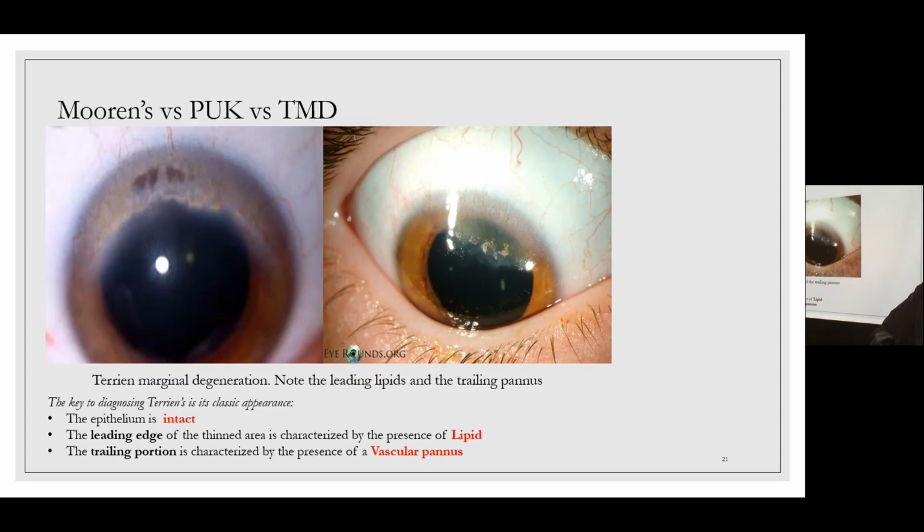So sometimes it's difficult to distinguish Mooren's from Terrien's marginal degeneration, because differentiating Mooren's from PUK is relatively easier. You just exclude systemic cause and local cause. Okay, this is Mooren's. But how to differentiate Mooren's from Terrien's marginal degeneration is by not forgetting the classical presentation of Terrien's, and there is no epithelial defect in Terrien's. And as you can see here, it's characterized by presence of lipid, and the trailing portion is characterized by presence of vascular pannus. And both these pictures are for Terrien's marginal degeneration.